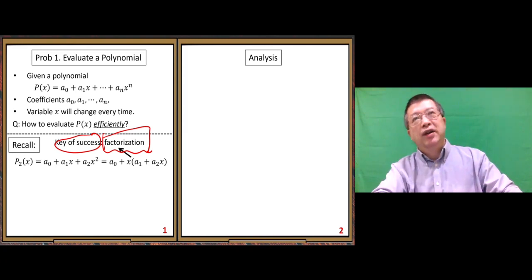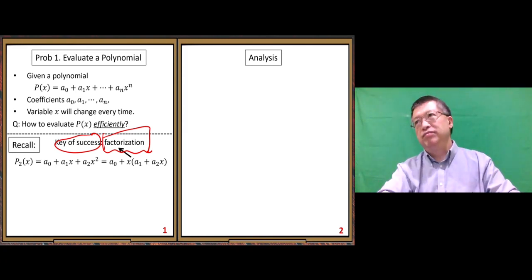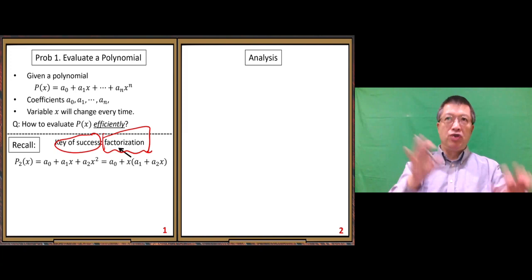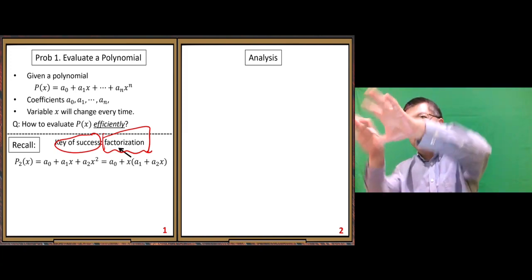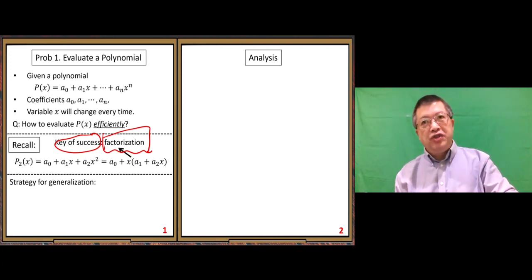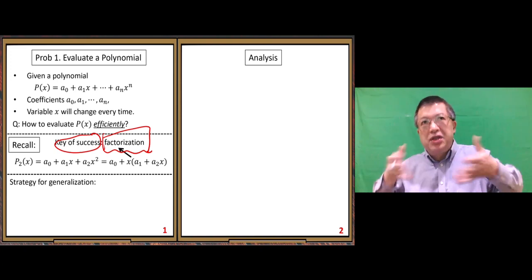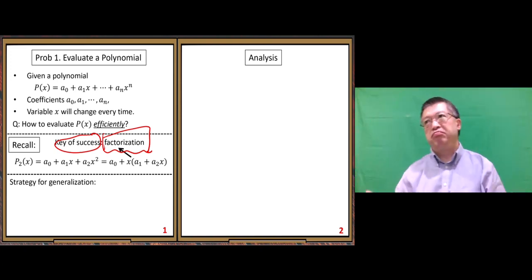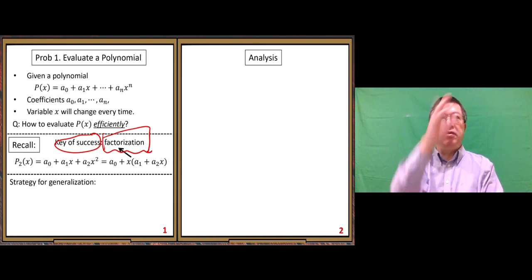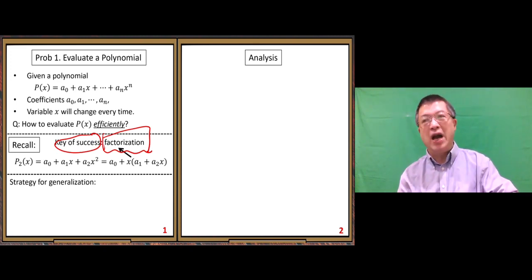All right. From this summarization, let's push one step further to complete the whole problem. Strategy for generalization. Now we want to generalize this idea to the general case. So we need to have a strategy. For this class, you can see I always talk about strategies. We really need effective strategies. So what kind of strategy do we need?